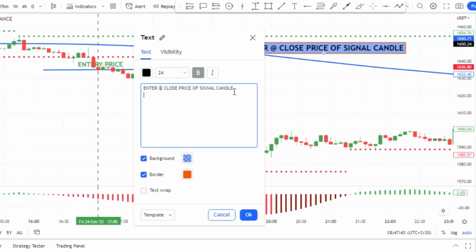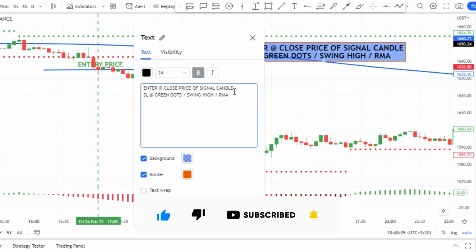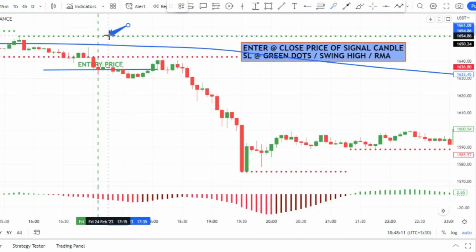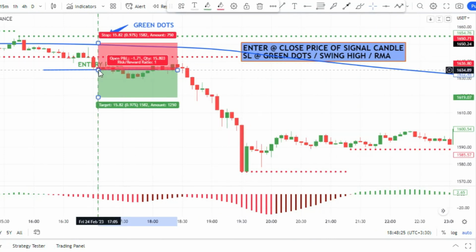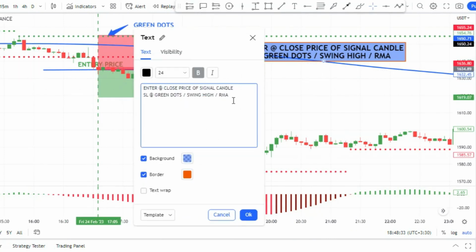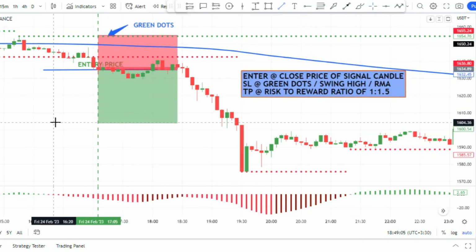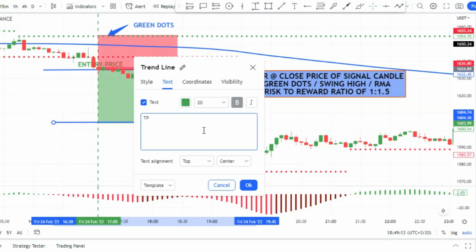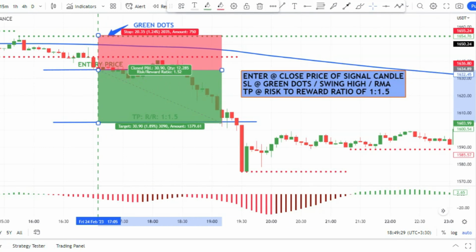There are 3 options for setting a stop loss. We can use the green dots as a reference point, or we can set the stop loss at the last swing high of the market, or place it at the RMA line. Choose the option that is closest to the entry price. We also need to set a target for our trade, which should be 1.5 times greater than the stop loss value. This helps us to ensure that our potential profits are greater than our potential losses. By using this trading setup, we can potentially increase the likelihood of successful trades while minimizing our risk.